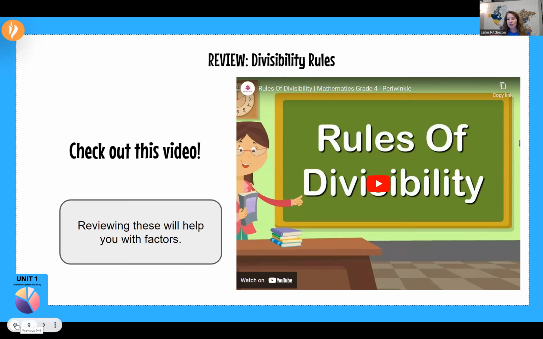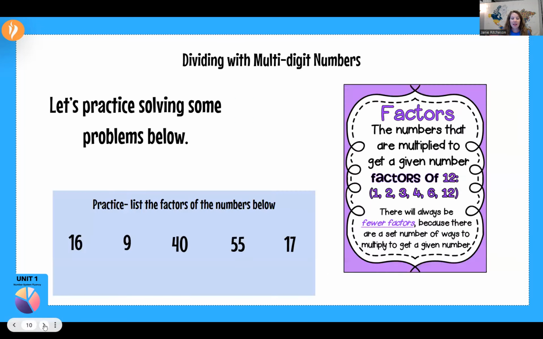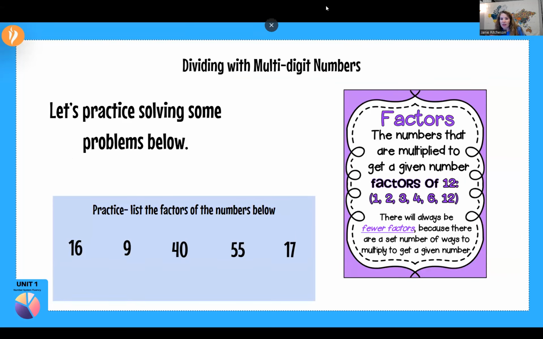Besides 2, 5, and 10, knowing the divisibility rule for the number 3 is the one that I use the most. Okay, so watch that video and try to memorize those rules to figure out if a number is divisible by the digits 1 through 10 or even 11. It might go to 11, I'm not sure. All right, so we can list the factors of these numbers.